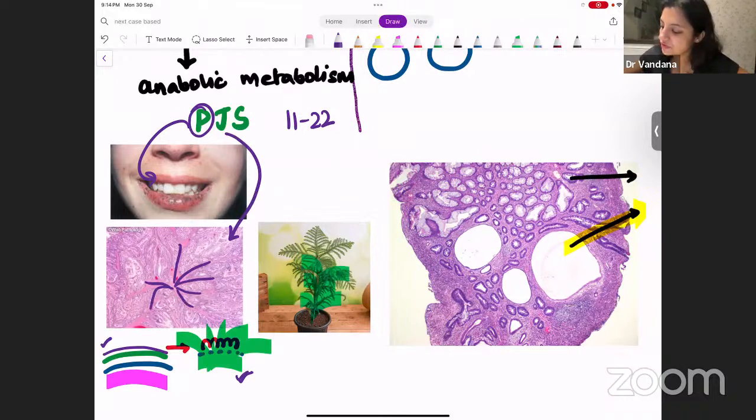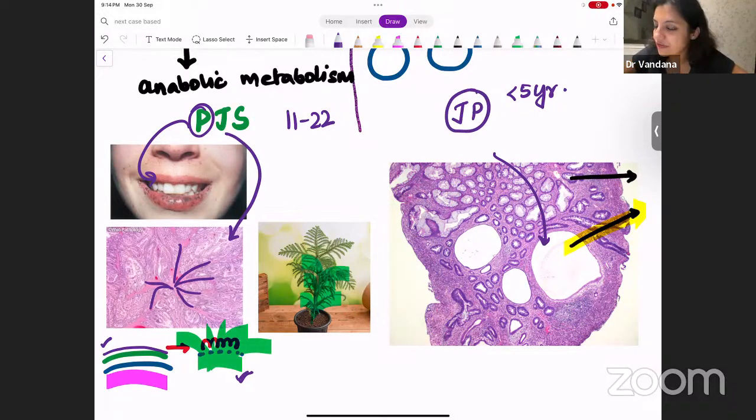Now, what is the characteristic feature of juvenile polyps? Juvenile polyps usually occur in a child less than 5 years, presenting with rectal bleeding. On microscopy, you will see cystically dilated glands. You should be very clear with these. What are the extraintestinal manifestations? In Peutz-Jeghers, they present with pigmentation in the mucosa. Juvenile polyps usually present with joints, that is AV malformations or clubbing.